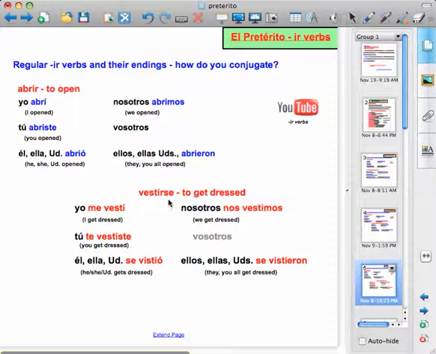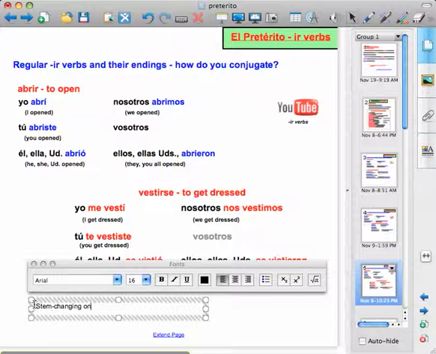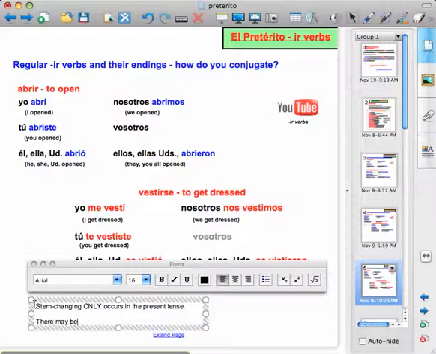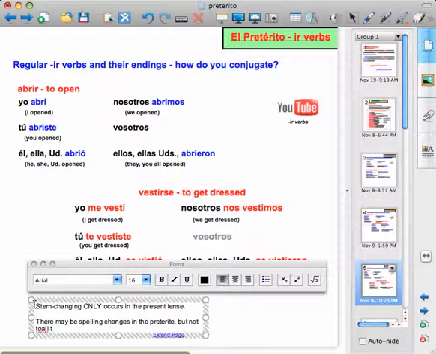Okay, the last thing that we want to talk about on this screencast is that this is obviously also a reflexive verb. We know it because of the se. We see the pronouns. But in the present tense, this was one of those verbs that stem changed, E to I. Okay, this is a really important statement, so put this in your notes. Stem changing only, I'm going to capitalize that, occurs in the present tense. Okay, big statement, important. There may be spelling changes in the preterite, but not to all the boot forms.